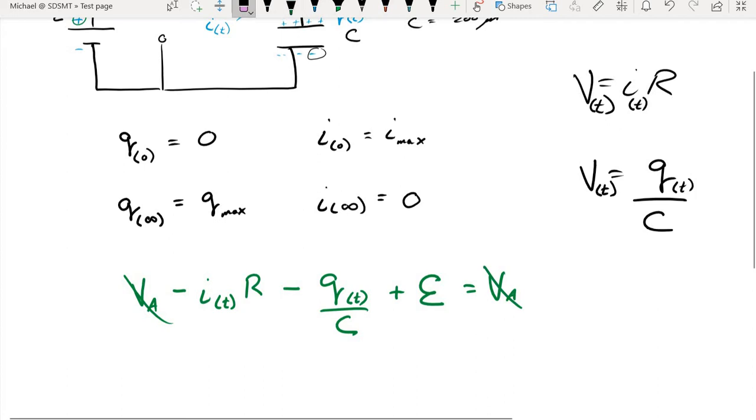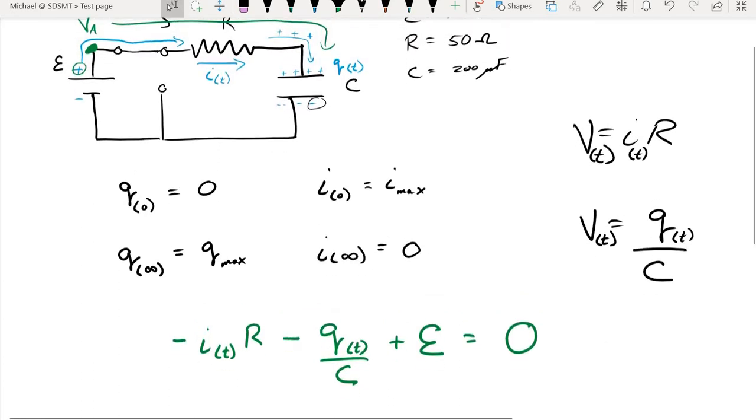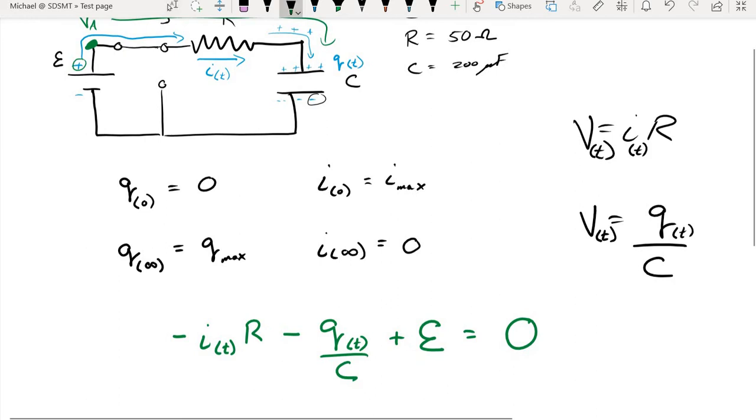We can factor those out. VA was just there as a placeholder. And Kirchoff's law says that the sum of all the potentials has to go to 0. Now, this is kind of an interesting system, because at all times, this summation has to equal 0. But as time goes by, the amount of charge that we have on the capacitor plates continues to increase, and the rate at which charge is flowing through continues to decrease.